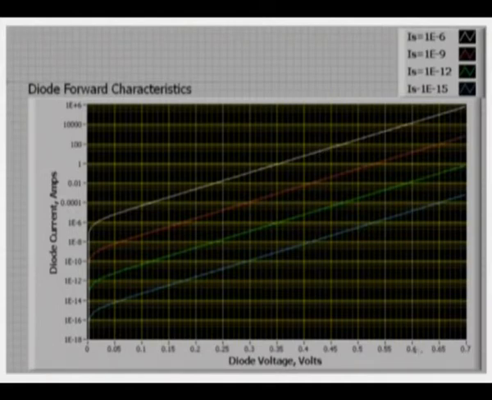Look at a value like 0.6 volts. At 0.6 volts, this is in amps, mind you, 10,000 amps, 0.6 volts, 10,000 amps. Is there something wrong? So, what is wrong? A 10 power 6 value for IS, is that good or bad? You should never ever use that value.